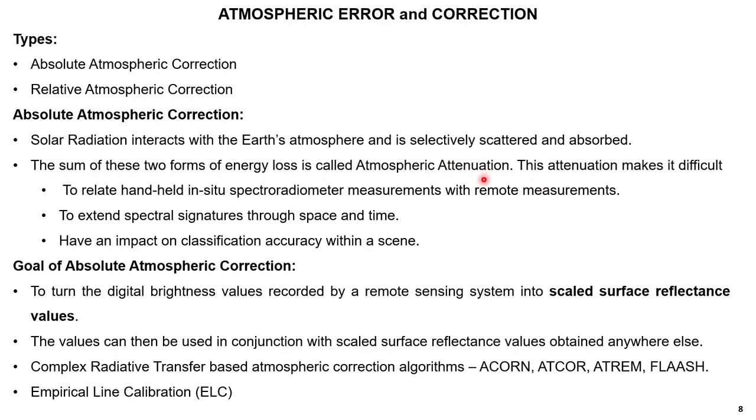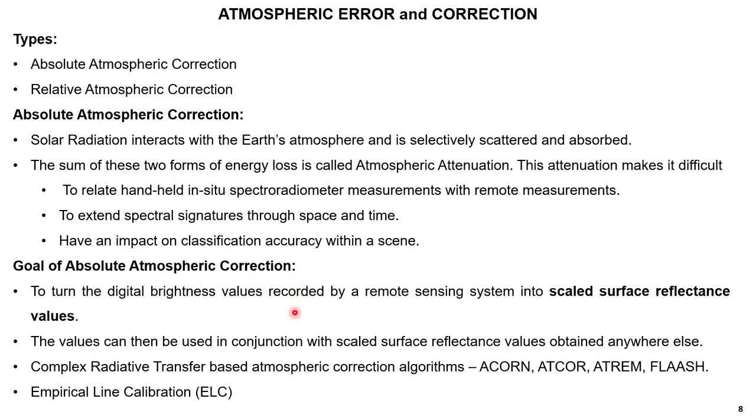Because of this attenuation, it is difficult for us to compare whatever the satellite is recording with our in-situ measurement. That is, we'll be measuring some data on the field as well, and it will be difficult to make a comparison. So we need to relate the in-situ measurement as well as the satellite measurement and come up with a correction factor. We will see that shortly. And we should also extend the spectral signature through space and time. So for the entire geographical area, it should have the same kind of spectral signature.